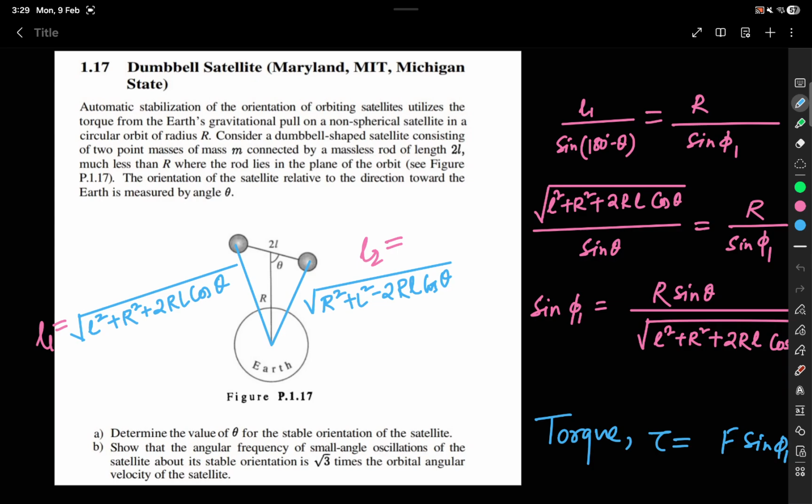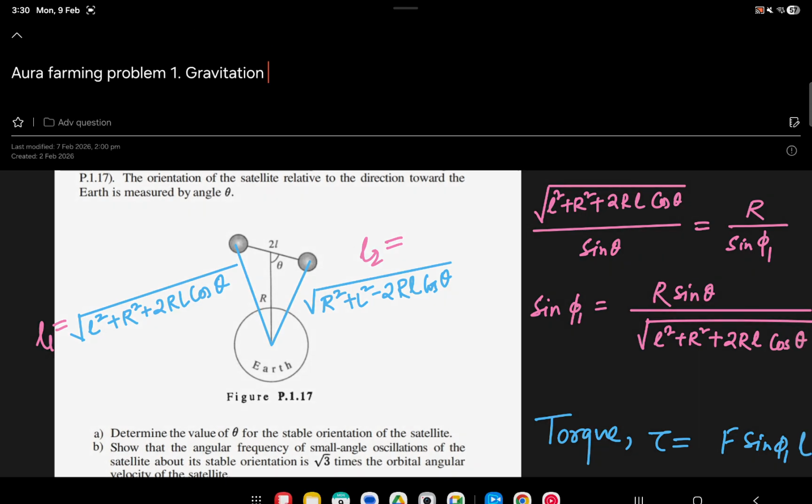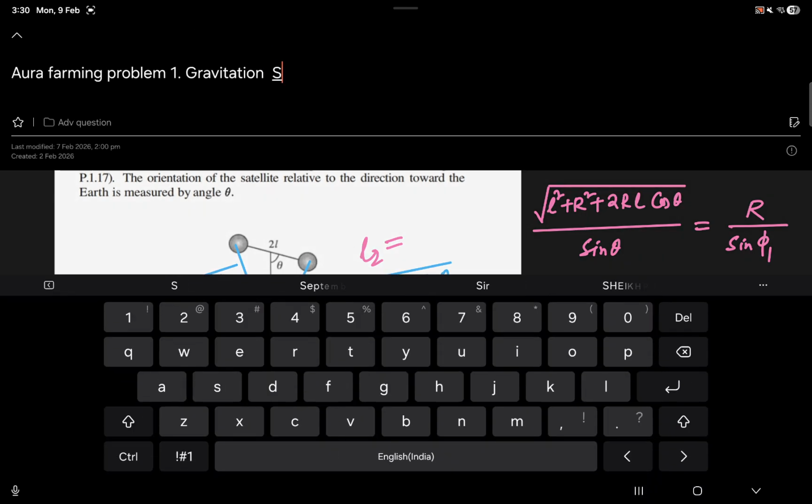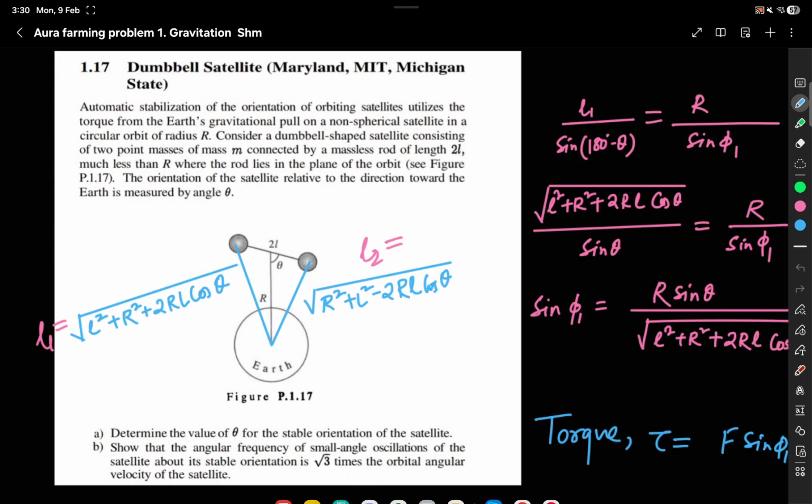I have taken the problem. This one is a relevant problem for JEE Advanced. I've taken the problem from gravitation. So let's start with Aura Farming problem one, that is from gravitation, and a mixed concept of, you can say, SHM also. So let's start with the questions.